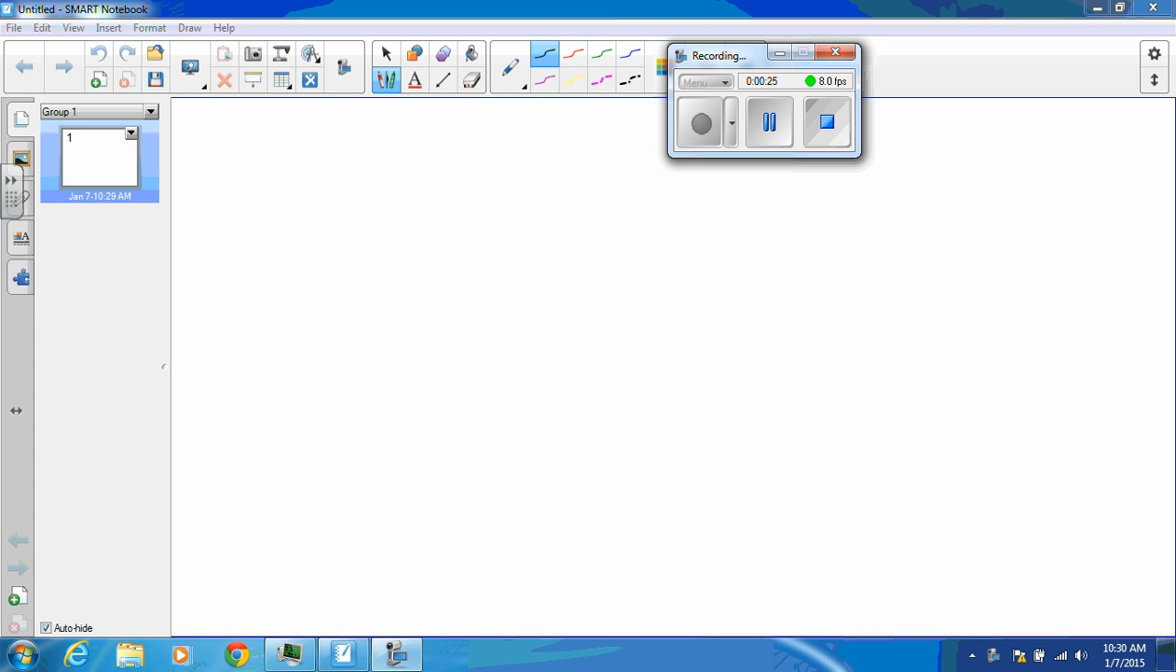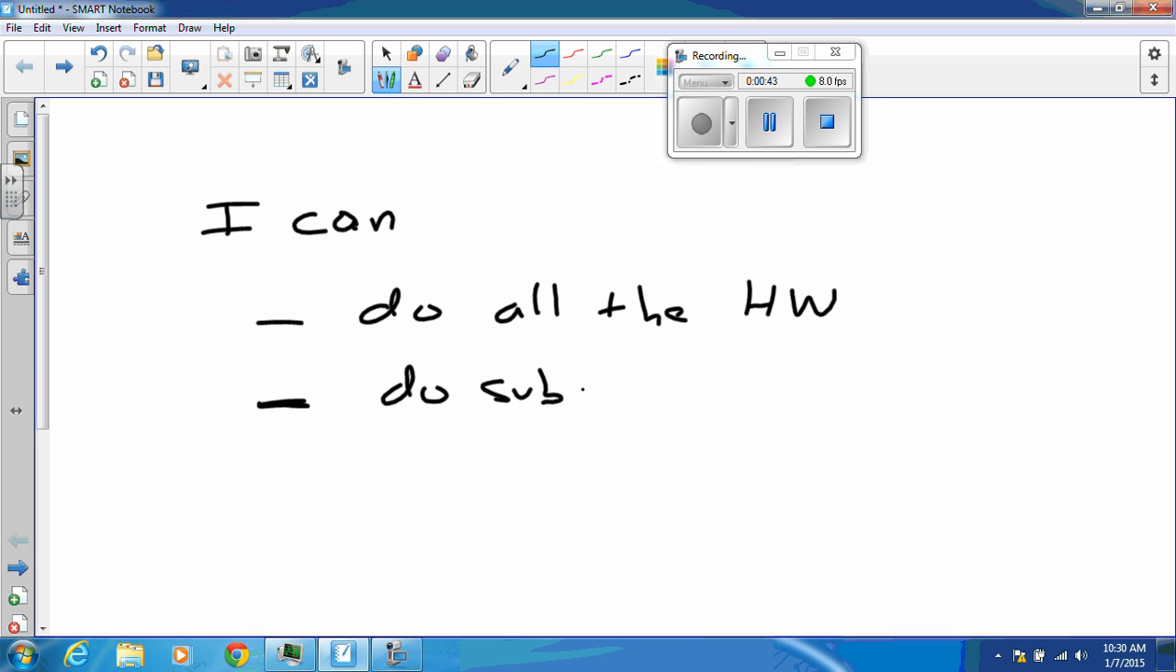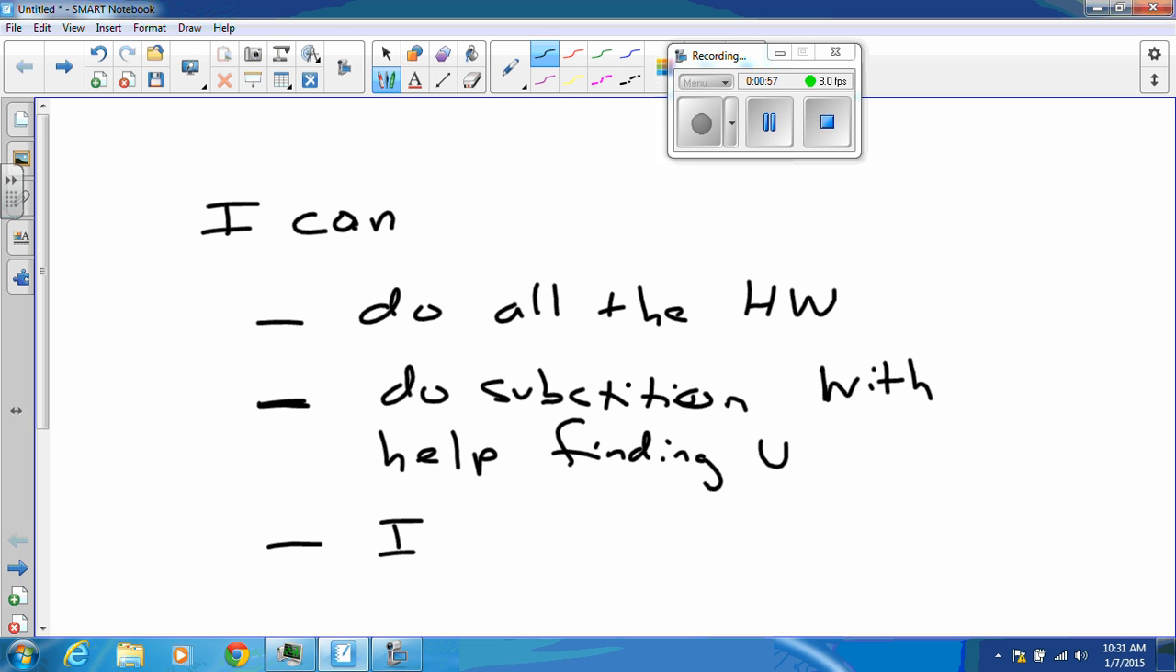Before we get going, I would like for you to answer the following question in your own mind. With regard to substitution, I can do all the homework. I can do substitution with some help finding U's, or I'm lost. What if you're in between two? In between the top and I can do 99% of them. I can do all.